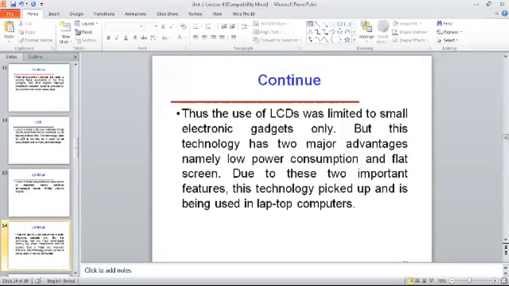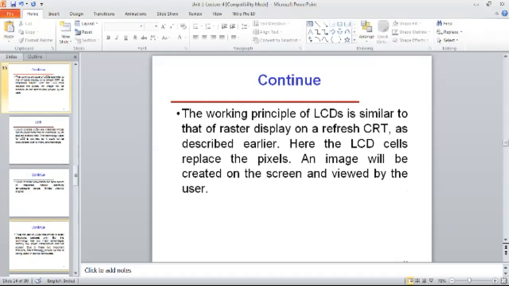In case of various desktops and laptops, we are still using the LCD monitors. So the main advantage is low power consumption. Here the power consumption is low and the screen is flat. Due to these two important features, this technology picked up and is being used in laptops. So still we are using it in our laptops.